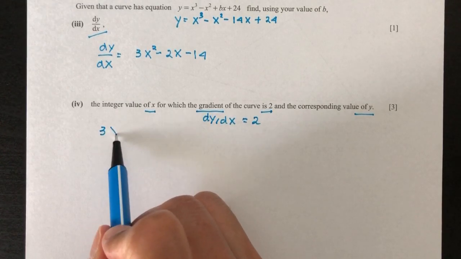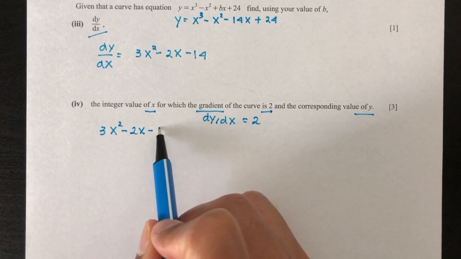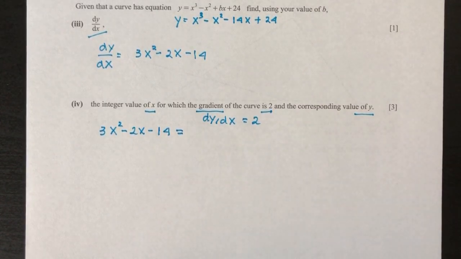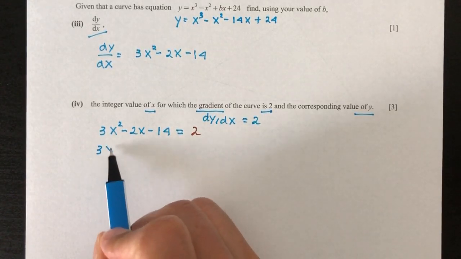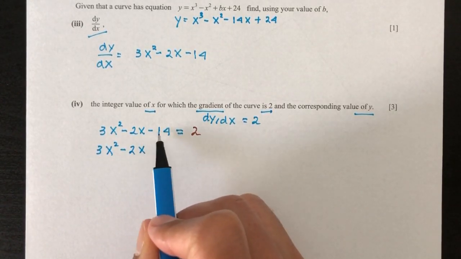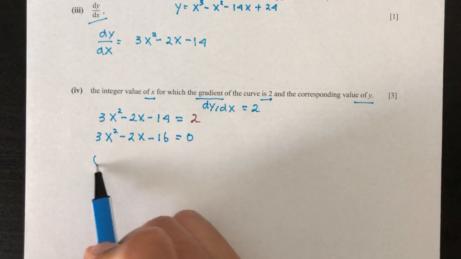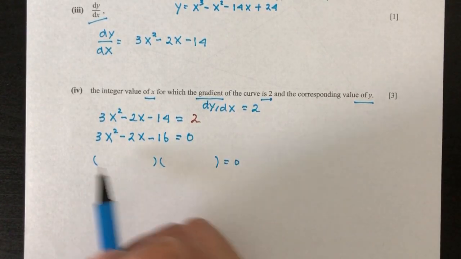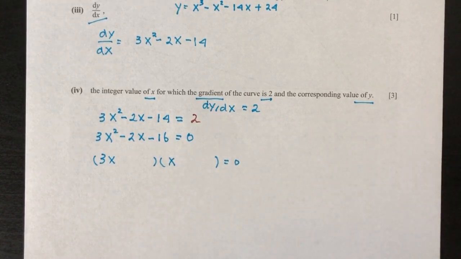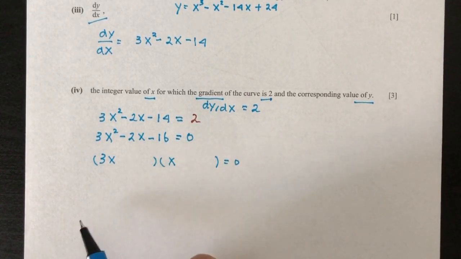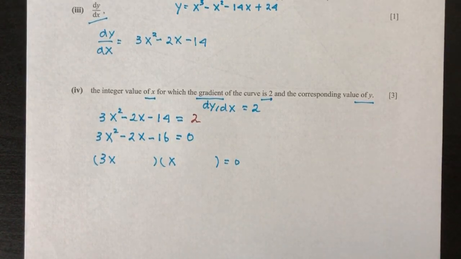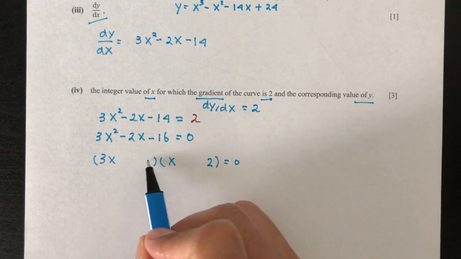So here we have 3x squared minus 2x minus 14 as your dy by dx equal to the value of 2. So we have to solve to find the value of x. That will become 3x squared minus 2x minus 14 minus 2, which will be minus 16, equal to 0. Now we have to factorize. 3x squared is 3x times x. Now 16, what can we use? Can be 1 times 16. That will not be good. Let's try using 8 times 2. So here we have 2 and here we have 8.